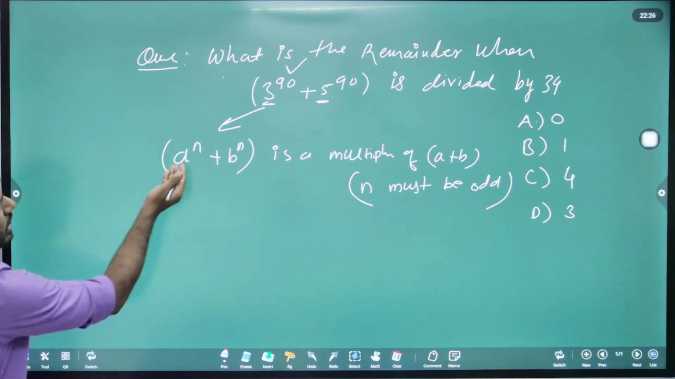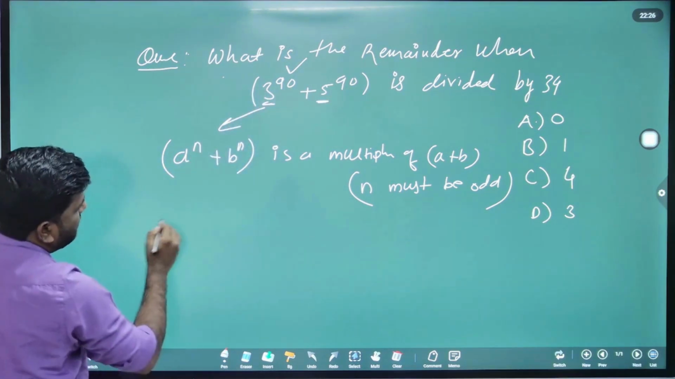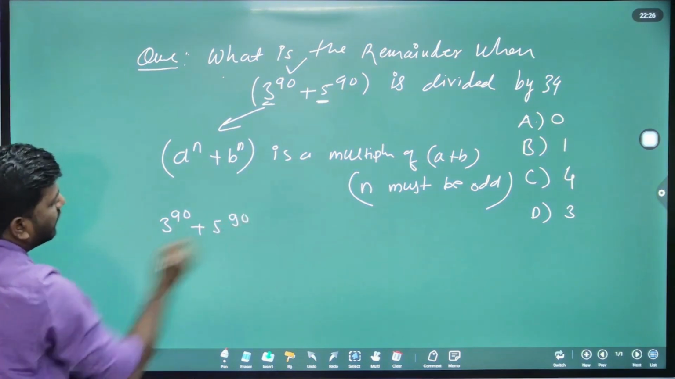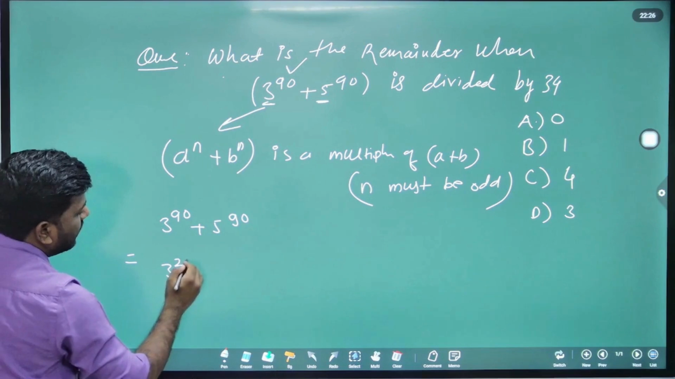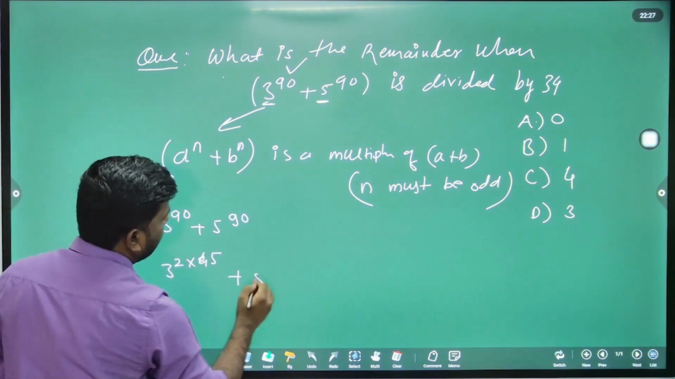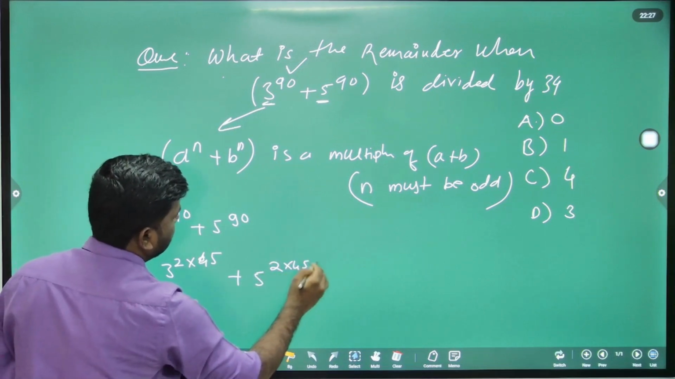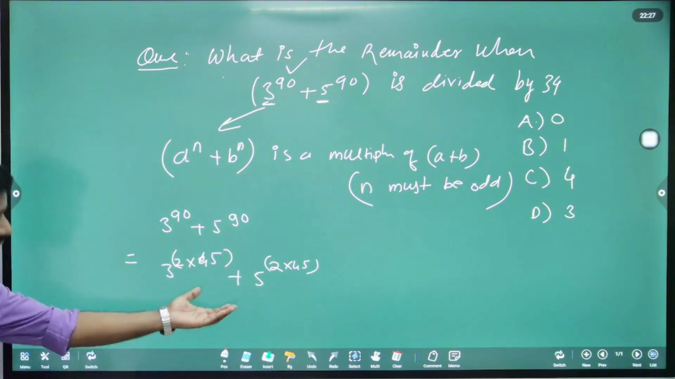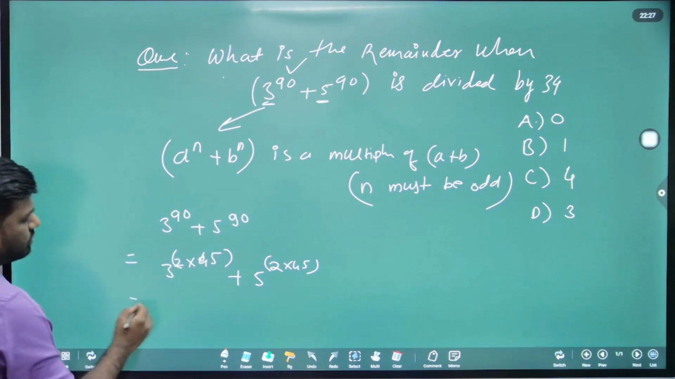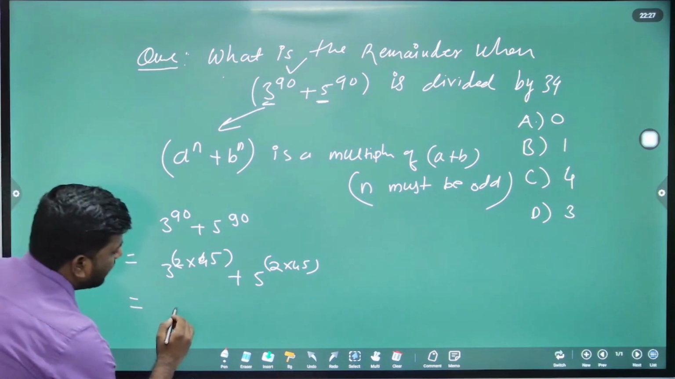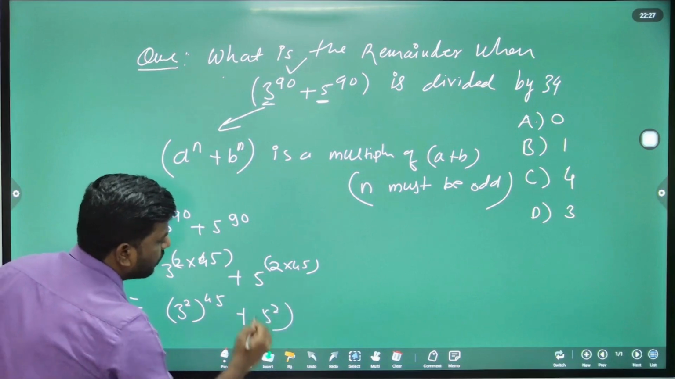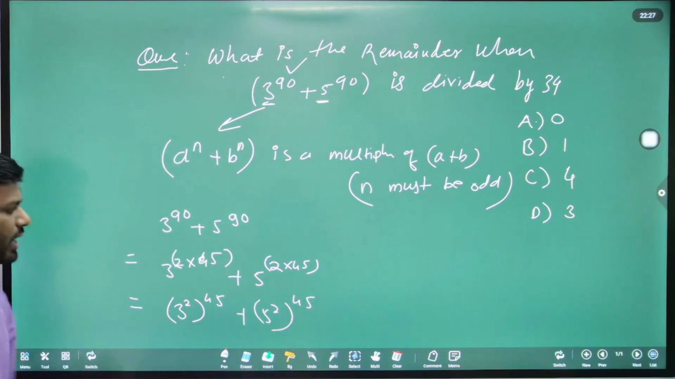The first property is a power n plus b power n. We can directly take the question, 3 power 90 plus 5 power 90, and write it as 3 power 2 into 45 plus 5 power 2 into 45. Will it be wrong if I write this form in this form as well? There is nothing wrong. Now, this is your 3 square power 45 plus 5 square power 45. I can directly manage these indices.